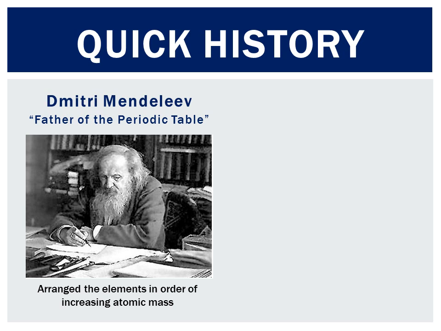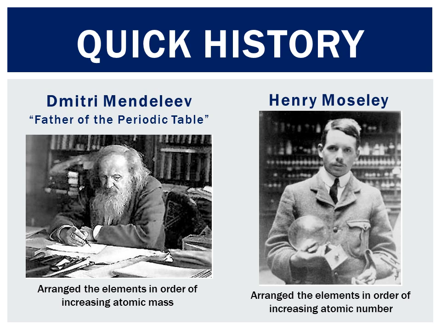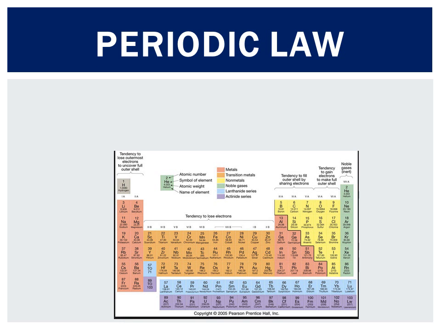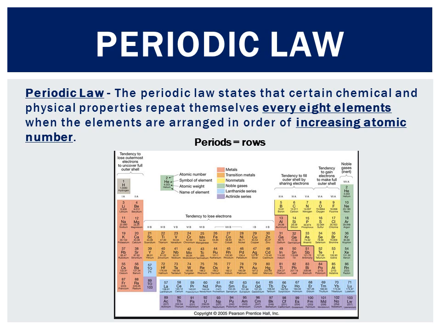One of his students came along, Henry Moseley, and sort of noticed this, and by that time the proton, the neutron, the electron, a lot of those things were discovered, and he was able to say a little bit more about the structure of the atom and use that to arrange the elements in order of increasing atomic number to create the periodic table that we know today. So periodic law is what the periodic table is arranged according to.